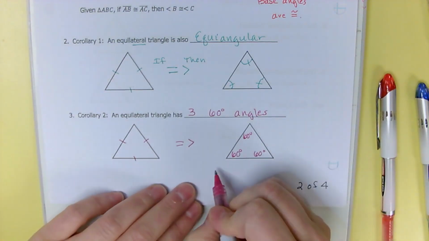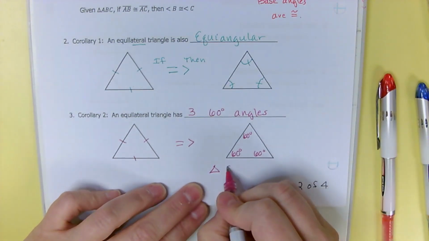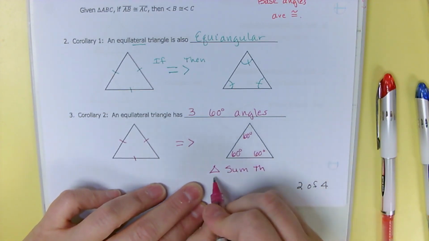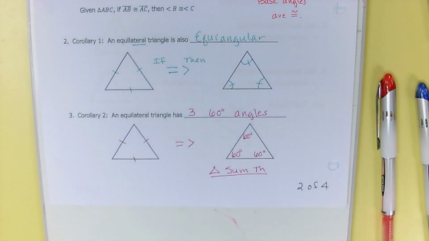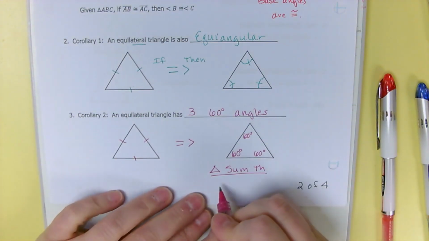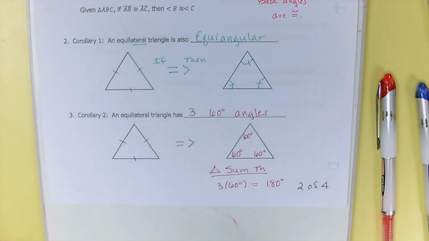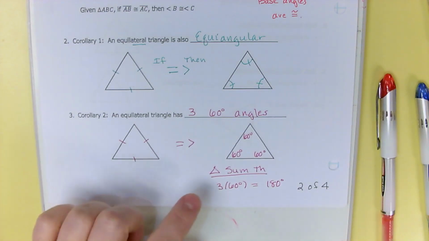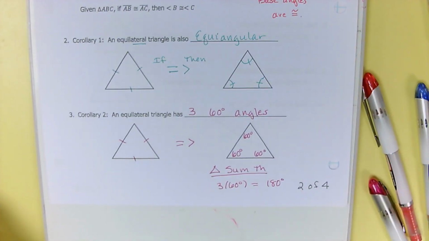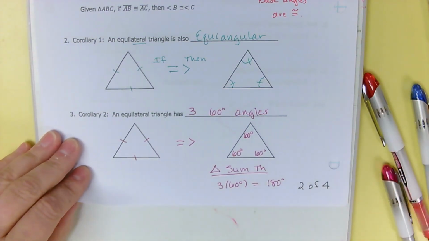This makes sense because remember from a couple chapters ago, the triangle sum theorem says that all the angles of a triangle add up to 180. And if I take 3 times 60 degrees, I get 180. So that makes sense. We're going to use the triangle sum theorem a lot more in this chapter than we did in the last one. All right, flip the page.